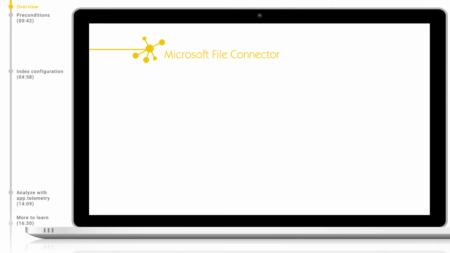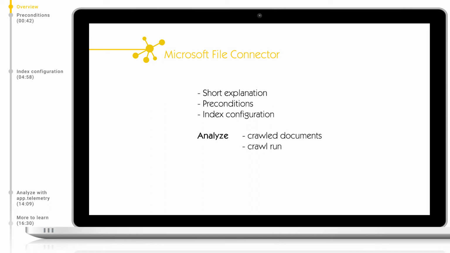Today we will look at how to configure the Microsoft File Connector, including a short introduction, the required preconditions, and the index configuration. We will also look at the Active Directory-based authentication as well as LDAP and how to analyze crawled documents and crawl runs in App Telemetry.